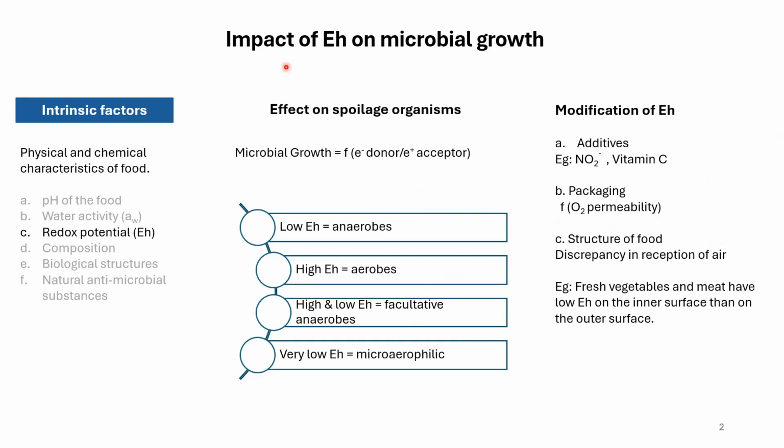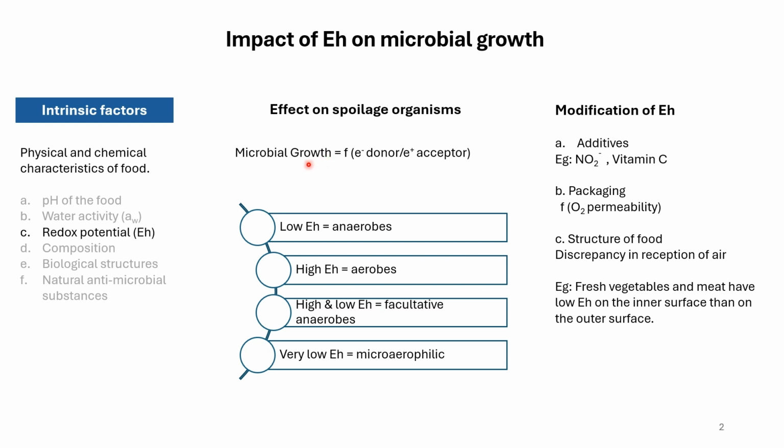The third important factor for industry is redox potential. Redox indicates both oxidation and reduction reactions occurring simultaneously. The growth of microbes in food depends on several factors, as the chemicals present in food can act as either electron donors or electron acceptors.